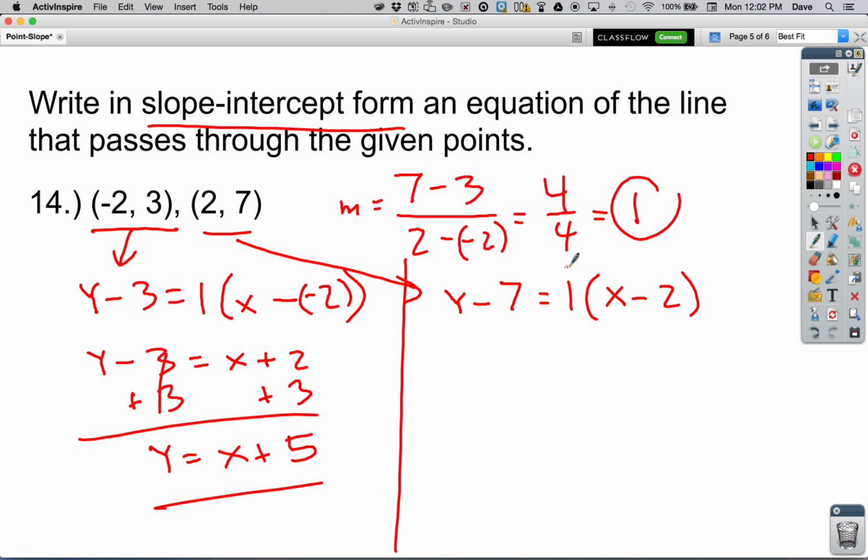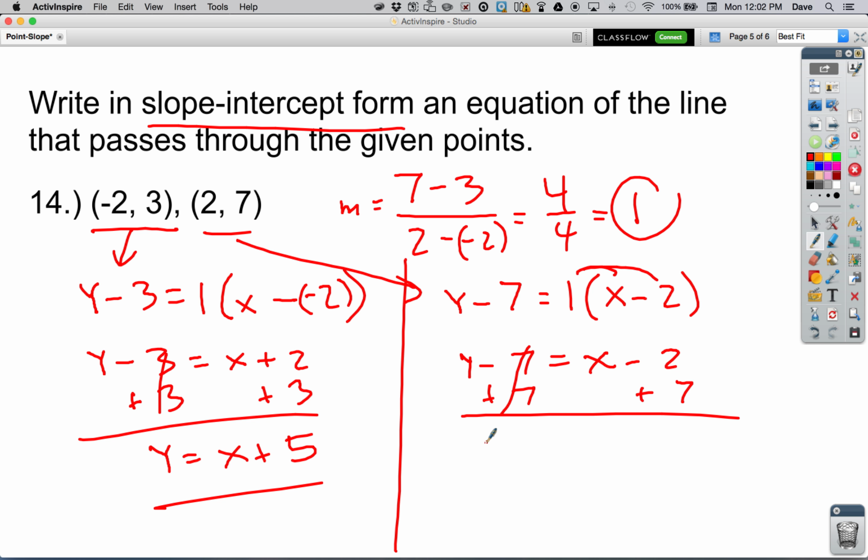All right, so let's check my friend's work out. Distribute the 1, but 1 times anything is itself, so I get y minus 7 equals x minus 2. Add 7 to both sides to get y by itself. So I get y equals x plus 5. And so our answers match, so this looks good.